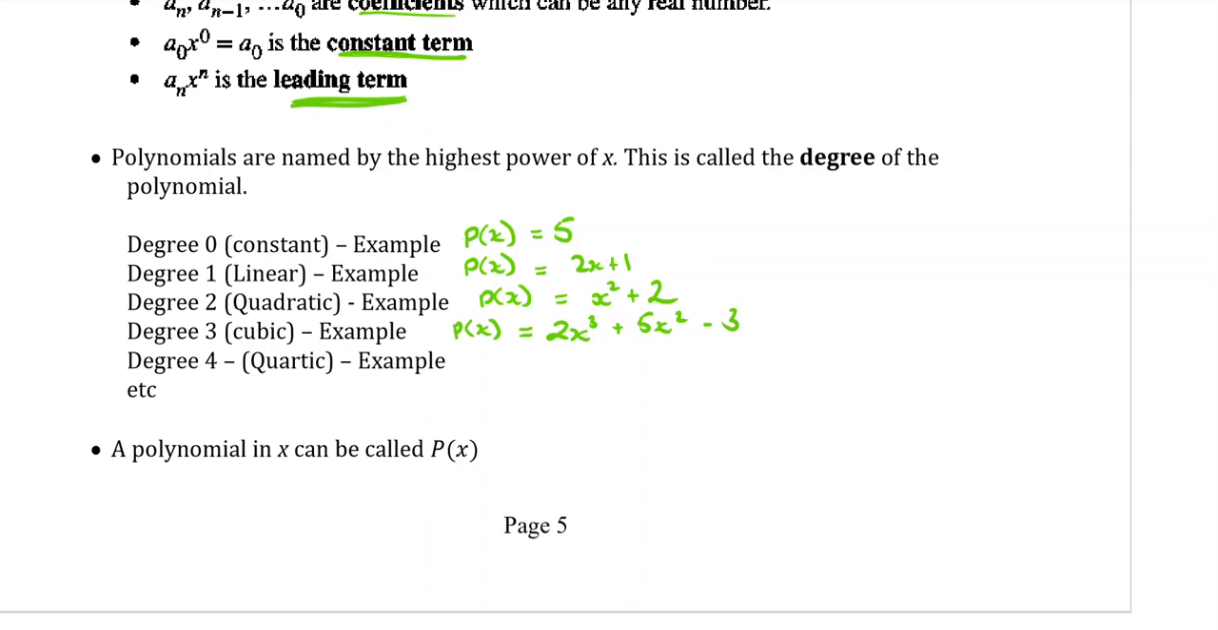And degree 4, or a quartic polynomial, means a degree 4. So let's go x to the power of 4 for my leading term. Let's skip a few powers going down. Let's go down to 2x plus 7 maybe. Okay, there's just some randomly made up polynomials of different degree, and you could continue. We could go to a degree 5, 6, 7 and make up different polynomials for them. Just keep an eye out for that highest power, and that tells you the degree of the polynomial. A polynomial in x can be called p of x, which is what I was just doing for those examples.